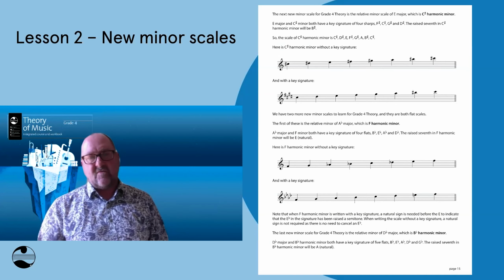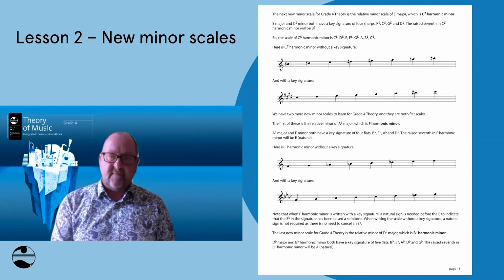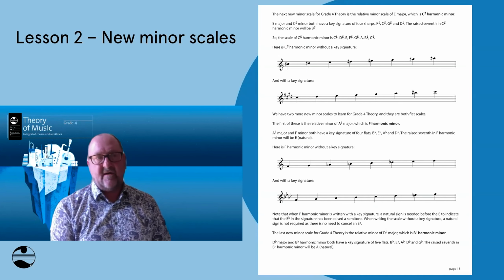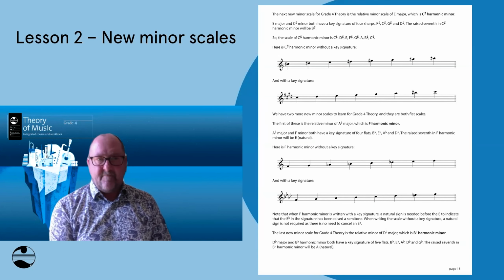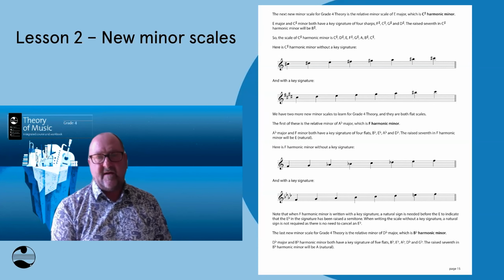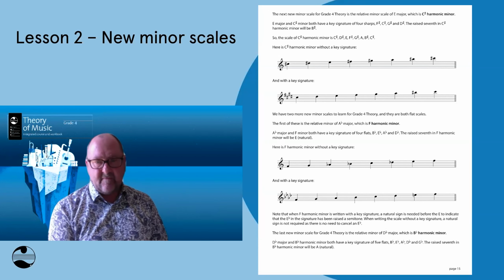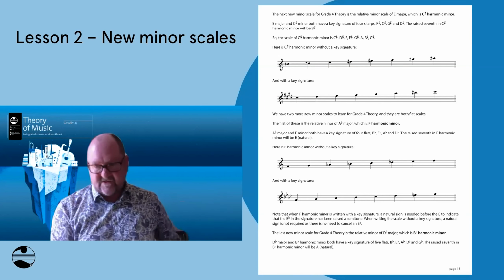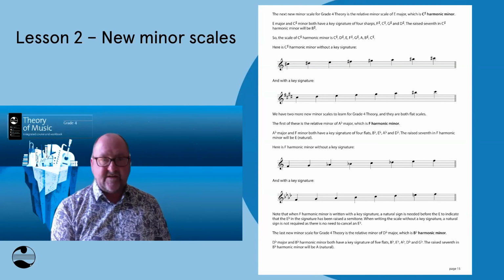The new minor scales in grade 4 are B minor, F sharp minor, C sharp minor, F minor, and B flat minor. So B minor and F sharp minor follow on from E minor, which was the last sharp minor scale introduced in grade 2.